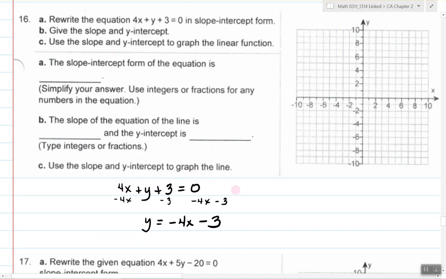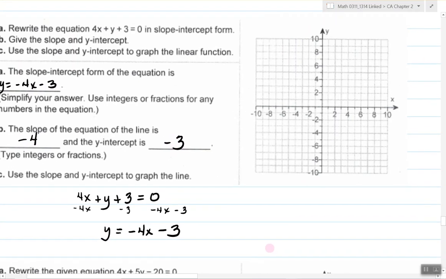I'll move it over here and it will become its opposite. So I have y is equal to negative 4x minus 3. The slope of the line is negative 4. The y-intercept is negative 3, and then it wants it graphed.